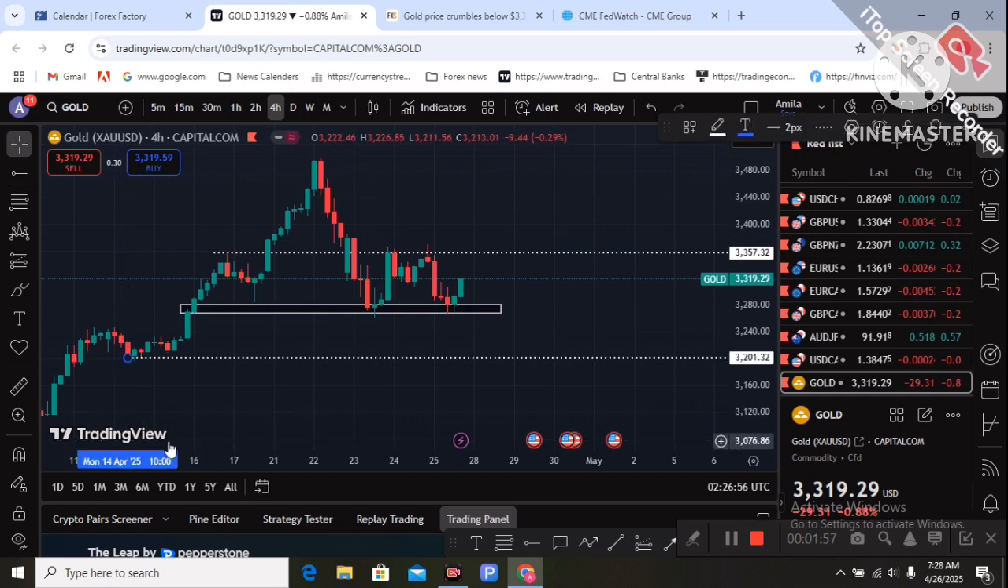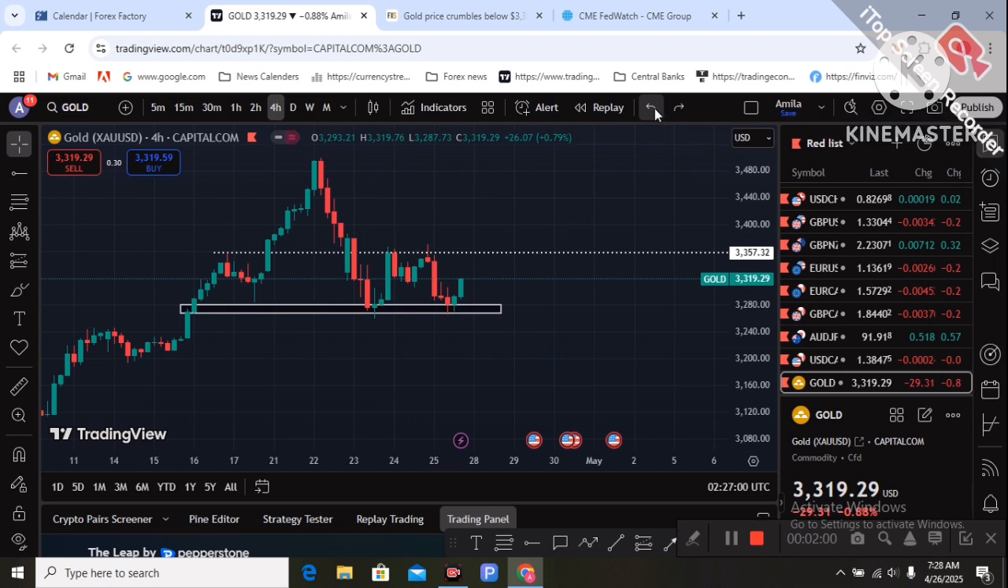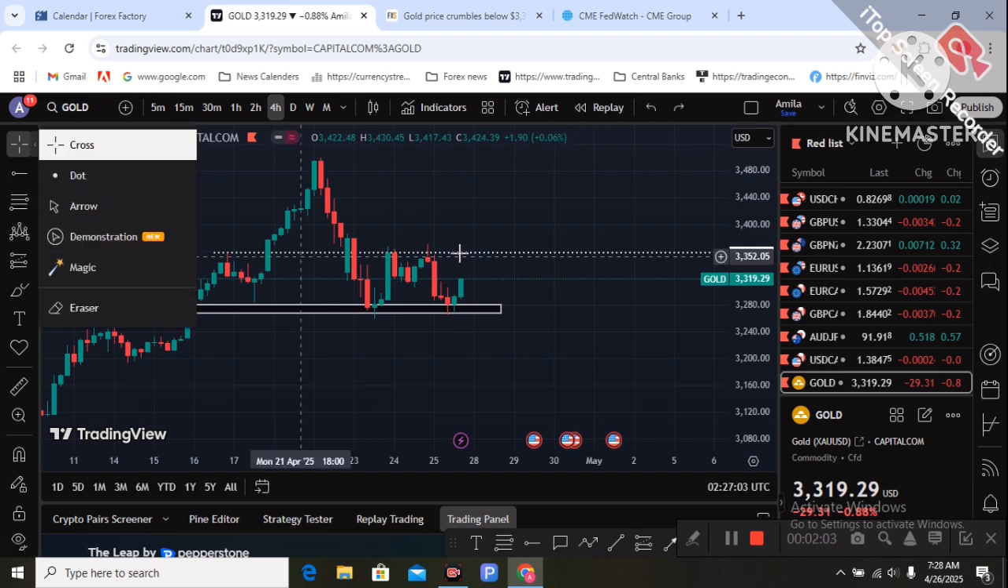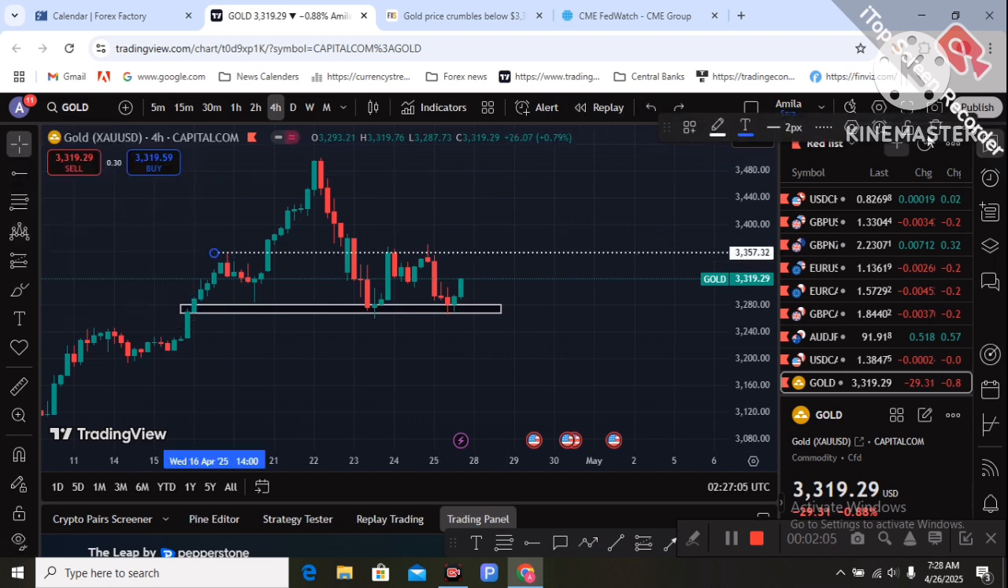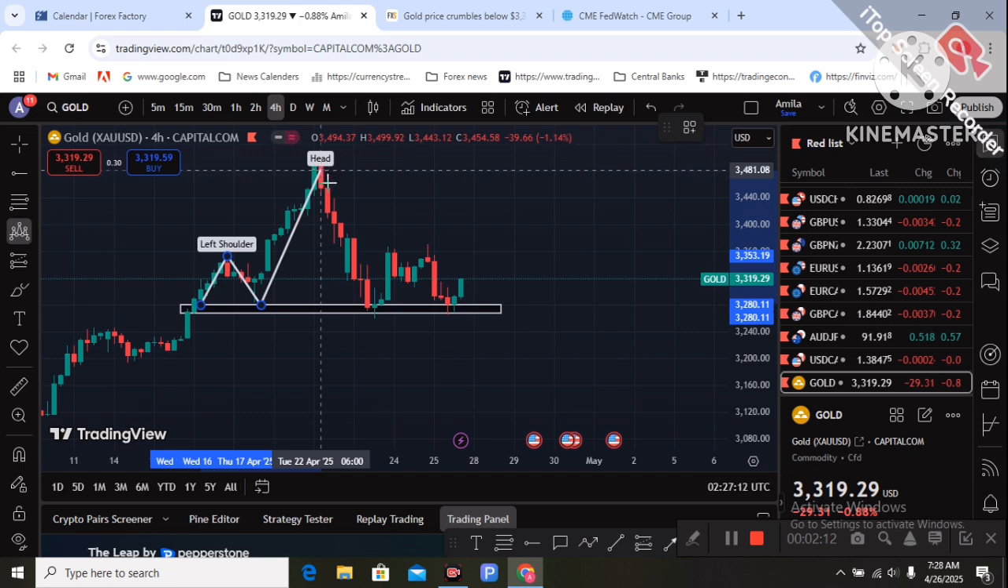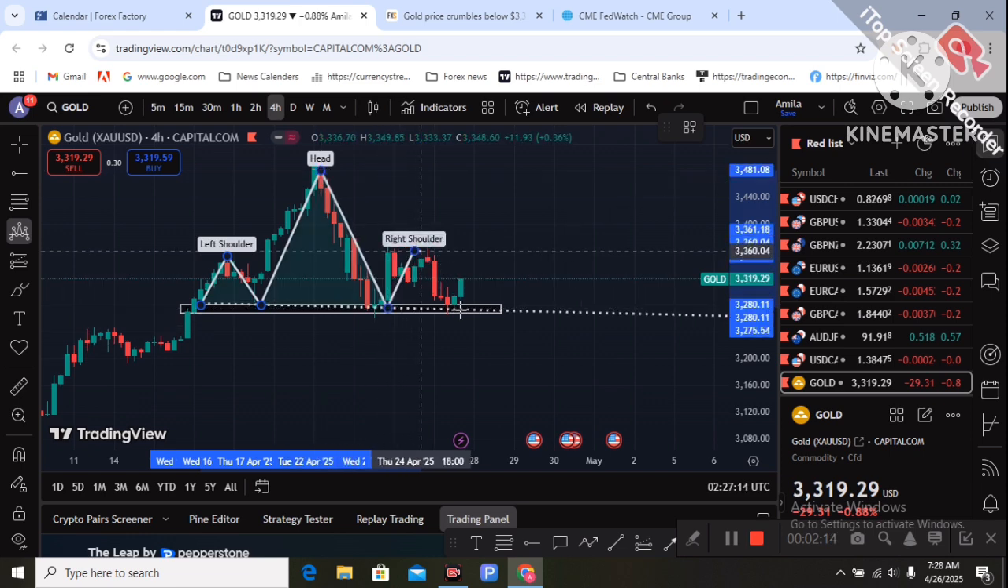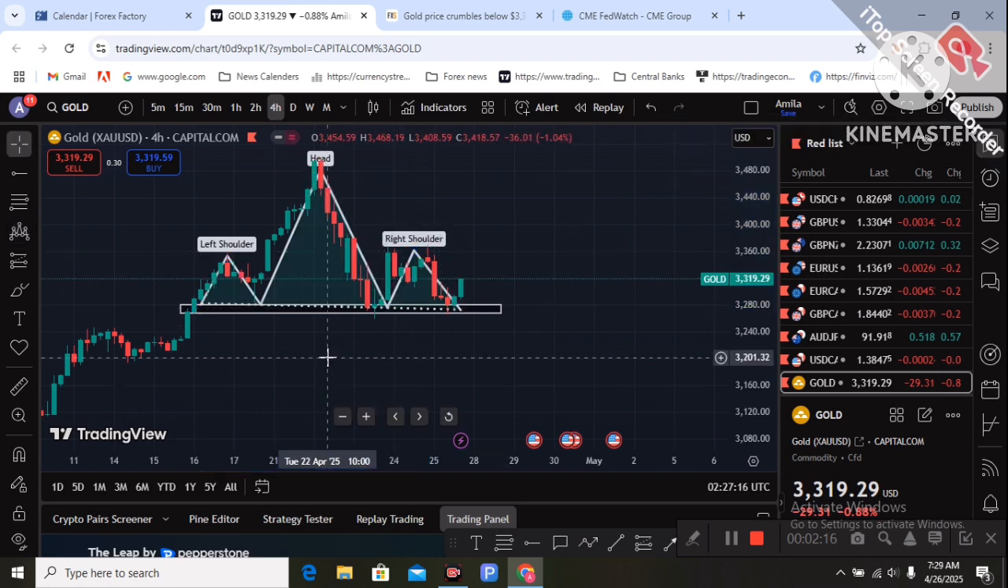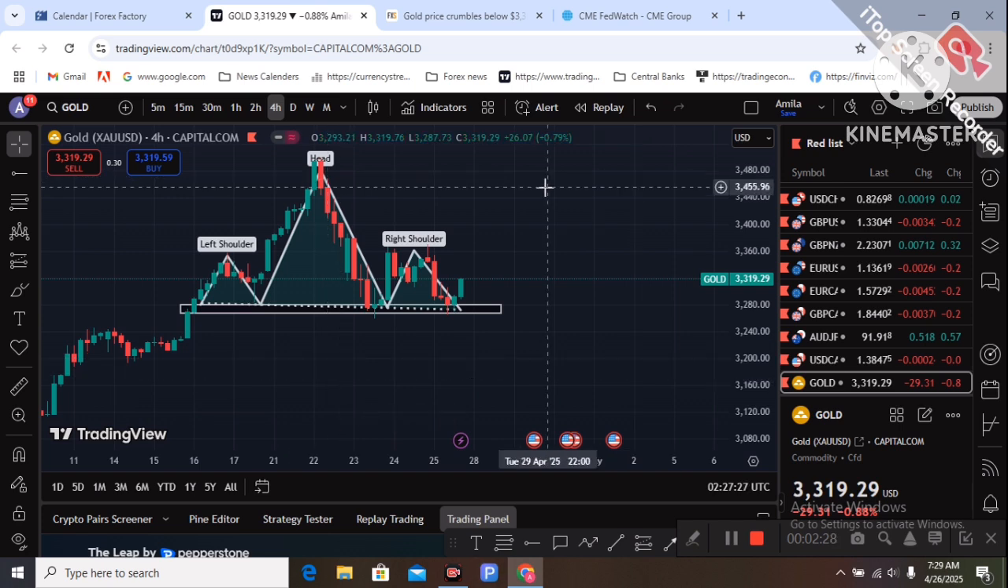Again, I am seeing a pattern here. On the 4-hour chart, technically I am seeing a head and shoulders pattern. This is the left shoulder, the head was created, and this is the right shoulder. This is the famous reversal pattern, and it can also be an inverse pattern. That is the technical picture indicated on the 4-hour chart.